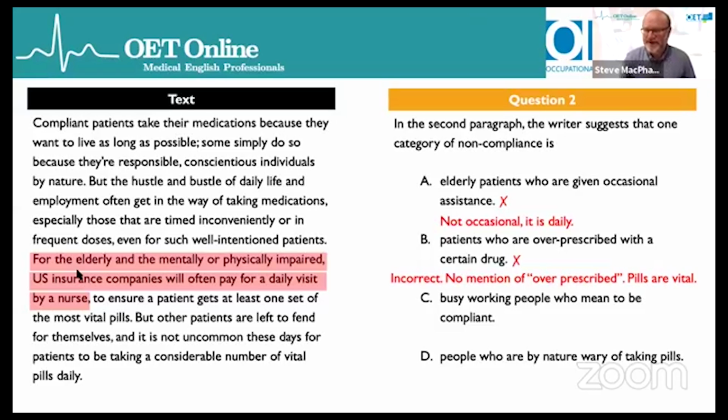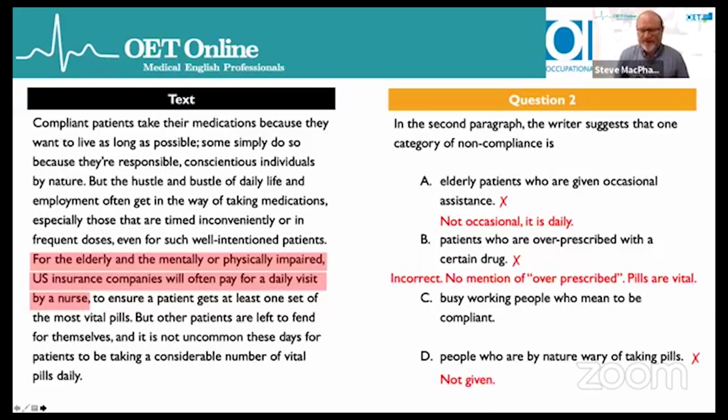If we look at B, patients who are overprescribed with a certain drug, well, it doesn't mention anything about being overprescribed. It does say, when we look at the text, we can see down here, they might have to take a considerable number of pills, but that doesn't mean overprescribed, doesn't mean too many. It just means they have quite a few and they're vital. So we can rule out B.